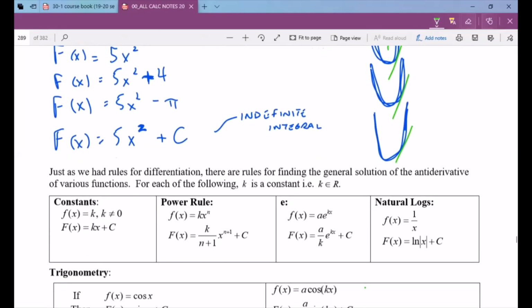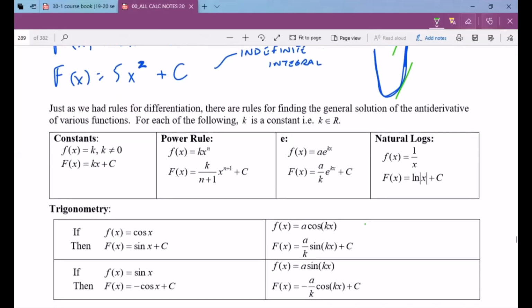So we have a table here that has a few different rules of what this is going to look like. If our original function is just a constant function, f of x is equal to k, then this one's nice and simple. Then capital F of x is equal to kx. So for example, if f of x is 7, then capital F of x, the antiderivative, would just be 7x. We can't forget about adding c on the end, but it's pretty easy to see that to differentiate 7x, we would get 7.